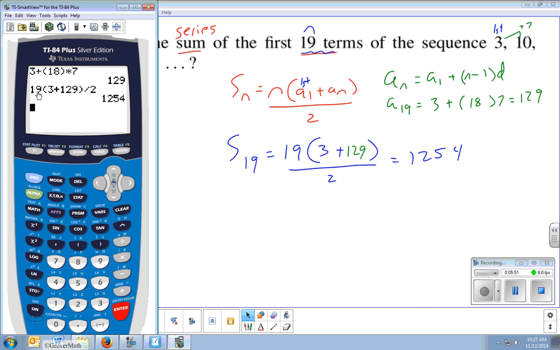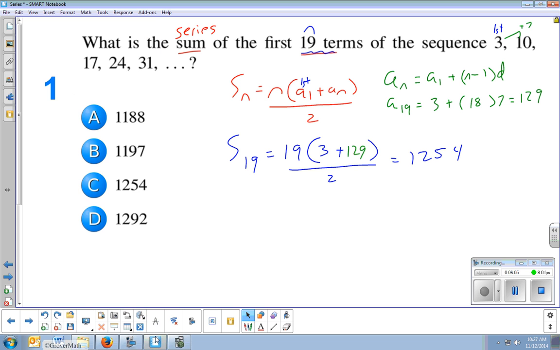You could do it separately. I could do 3 plus 129 is 132, 132 times the 19, get that, and then divide by 2. So you could do it in pieces or you could do it all at once, your choice.